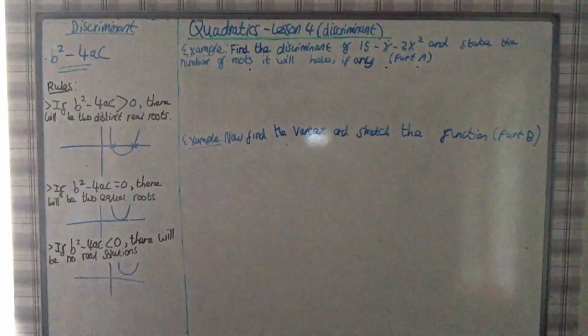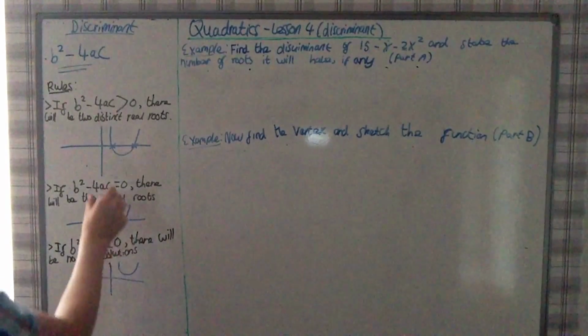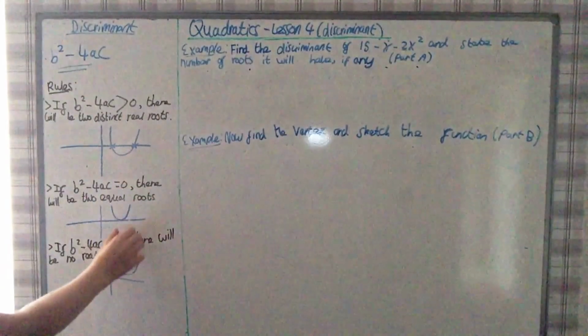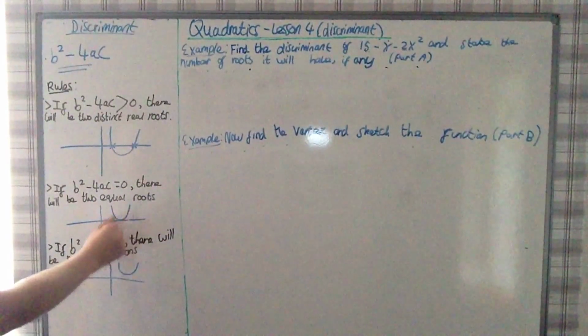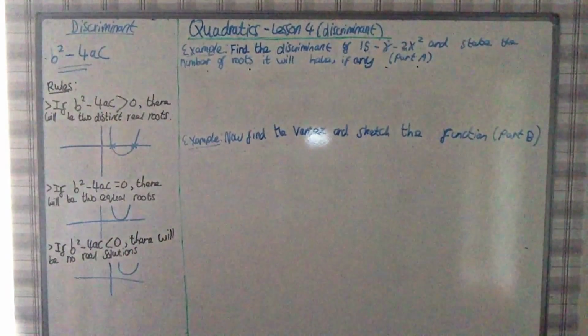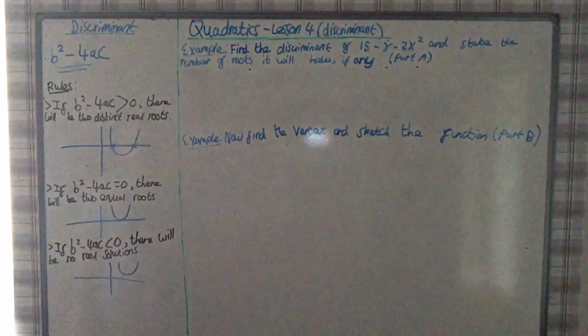The second rule is if b squared minus 4ac is equal to 0, then there will be two equal roots. What this means is if we substitute in our a, b and c values and get a value equal to 0, then the graph will touch the x-axis at exactly one point. In this case it could be (3, 0), but it will touch that point to give two equal roots.